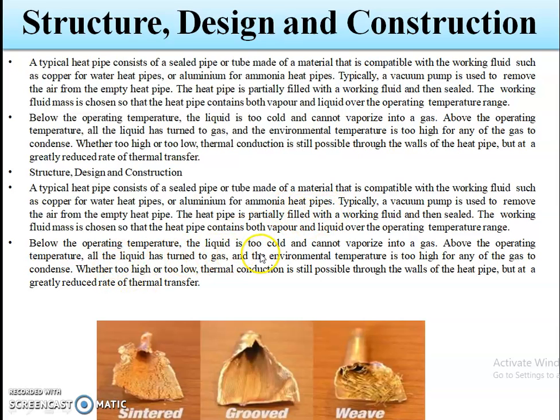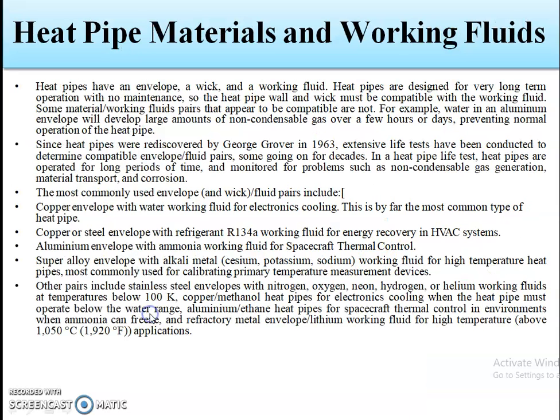Below the operating temperature, the liquid is too cold and cannot vaporize into gas. Above the operating temperature, the liquid has turned to gas, the environmental temperature is too high, and none of the gas condenses. Materials and working fluids are used in the heat pipe. Heat pipes have an envelope, a wick and a working fluid. They are designed for very long-term operation with no maintenance, so the heat pipe wall and wick must be compatible with the working fluid. Some materials and working fluid pairs are compatible and some are not. For example, water in an aluminum envelope will develop a large amount of non-condensable gas over a few hours or days.